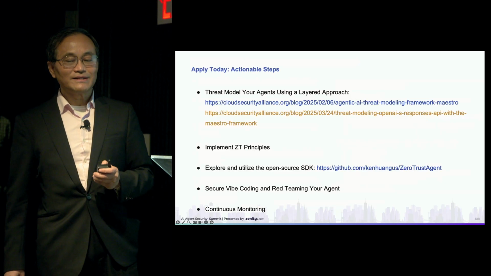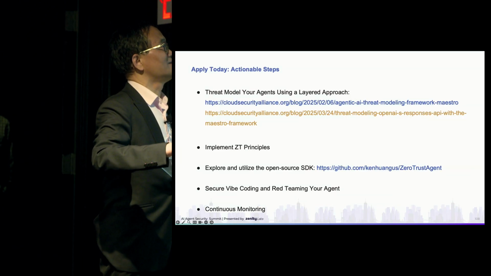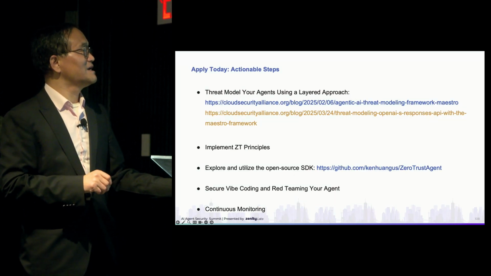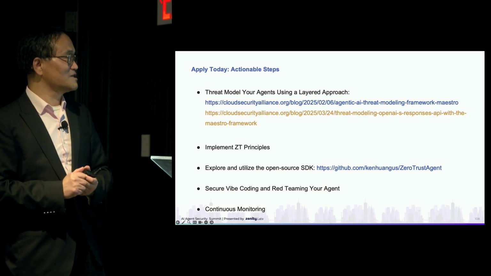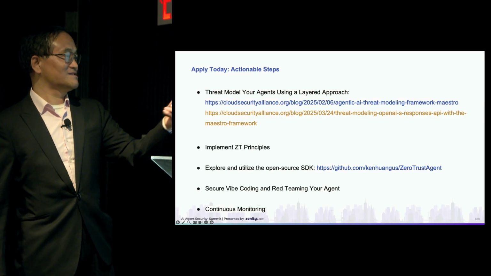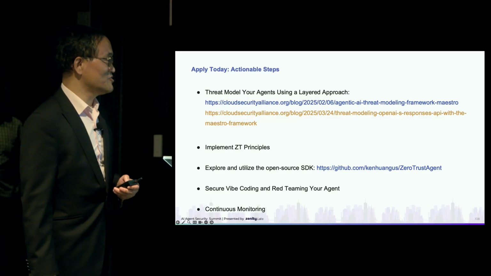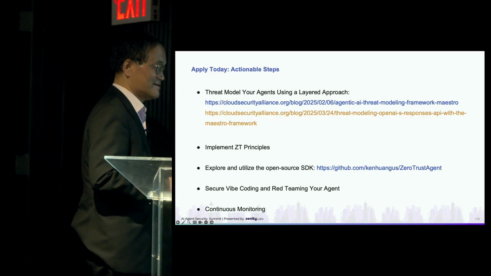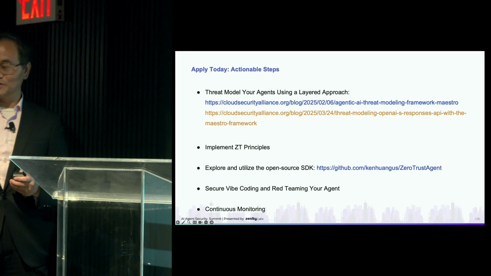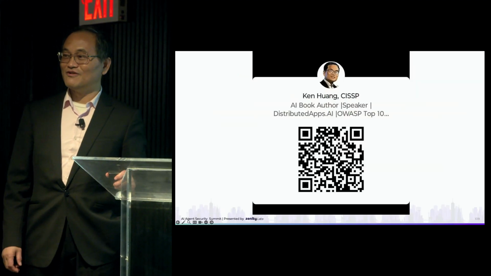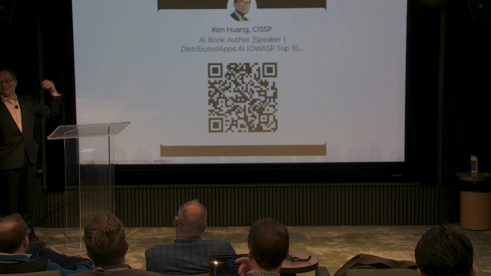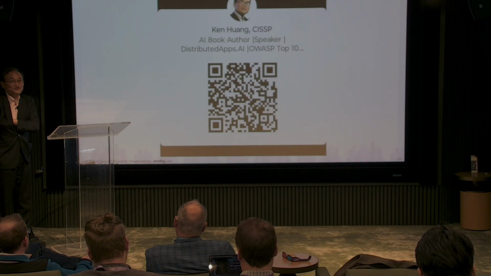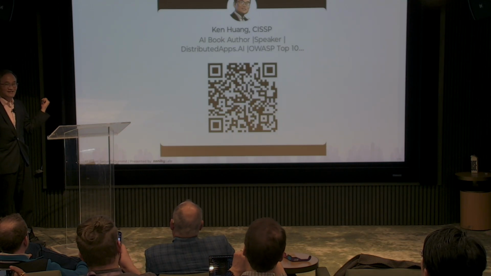What you can apply today, and very fast, is to threat model your agent and implement zero trust principles. There's also an SDK for secure vibe coding, and we have the guide. And of course, you need continuous monitoring. You can also find me on LinkedIn; I usually post my ideas there.